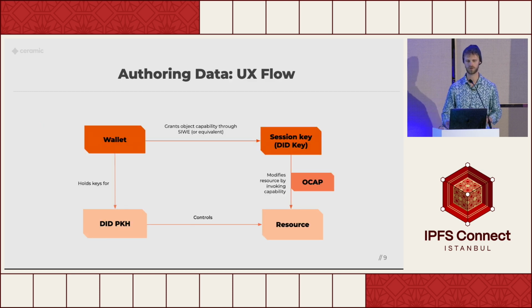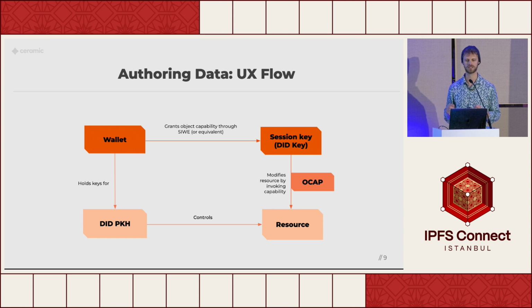So what does the UX flow look like when you do this? Suppose the user has some wallet, they come to the application, which generates a random session key. This session key can actually live in the secure enclave of the browser. So there is this web crypto API that allows you to create a key that's not extractable by the application context. Then the application sends a message to the user's wallet saying, hey, can you give this session key permission to write to this resource on behalf of the user?